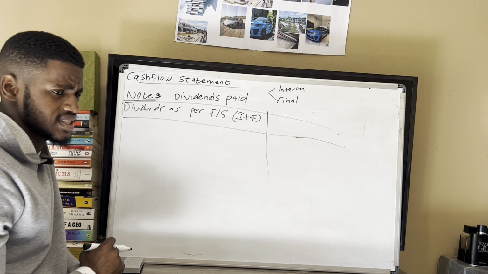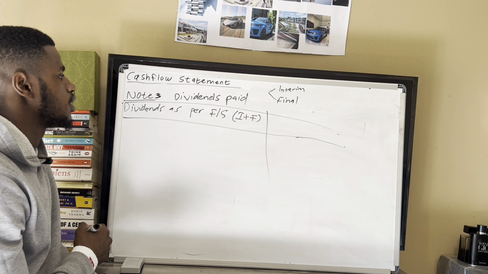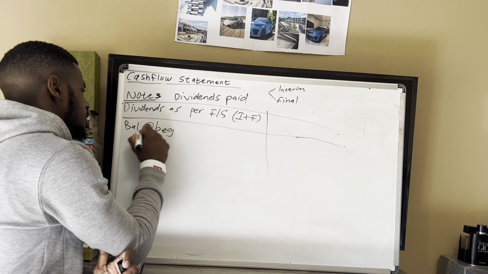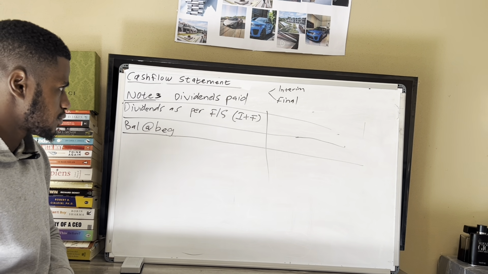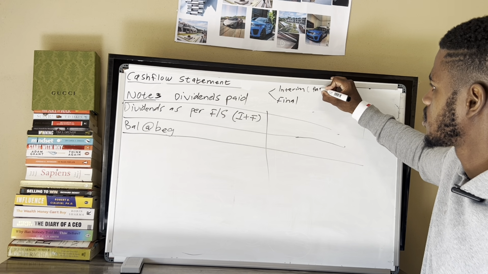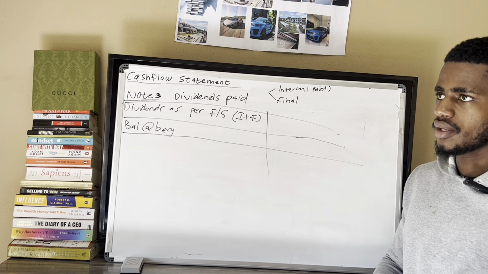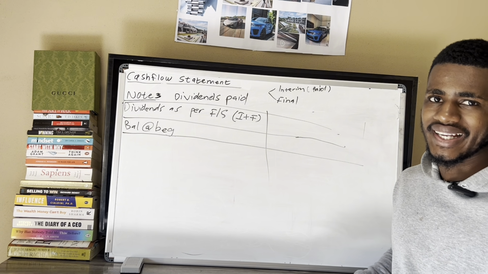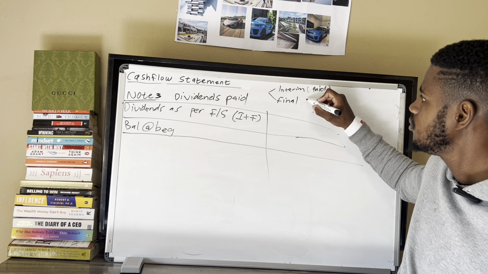Obviously, we'll be doing questions later on, but for now, it's for you to understand how it is structured. Next line, you'll have your balance at the beginning. Now, remember, interim dividends are paid. These are the dividends that we pay midway through the year, or halfway through the year. The final are not paid at the end of the year, but they are declared. They are only paid at the beginning of the next financial year.